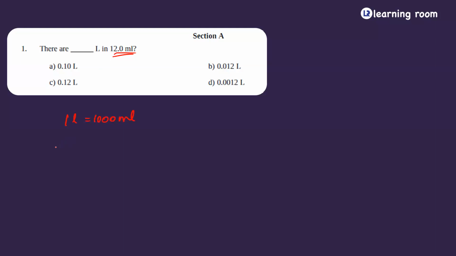First listen, others. Pay attention during the discussion. I'm able to see everyone. Please listen to the class. Yes. So 1 ml is equal to 1 by 1000 liters. That's all. So 12 ml is equal to what? 12 by 1000 liters, which is equal to 0.012 liter. So our answer will be option B. Clear?